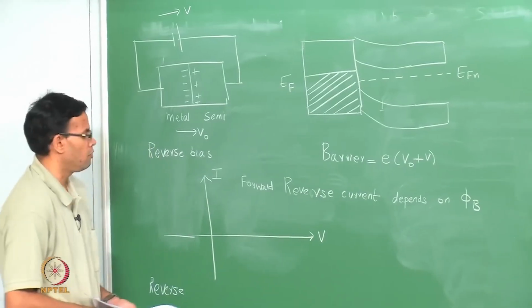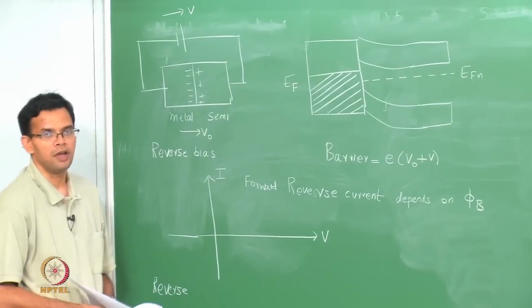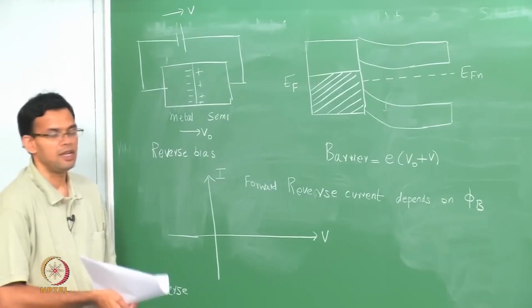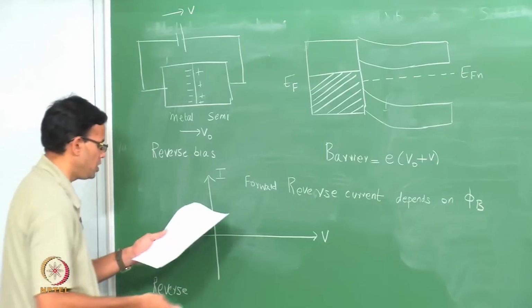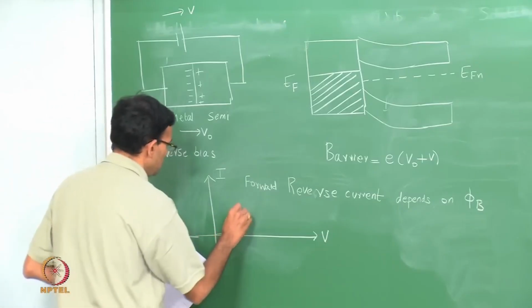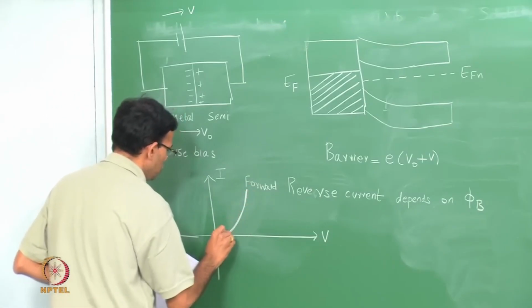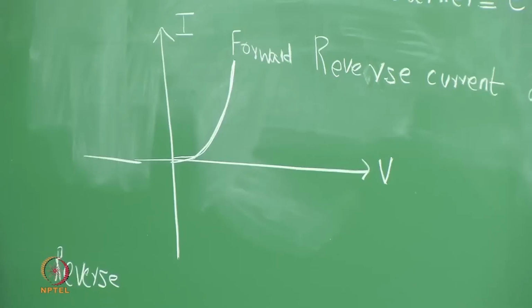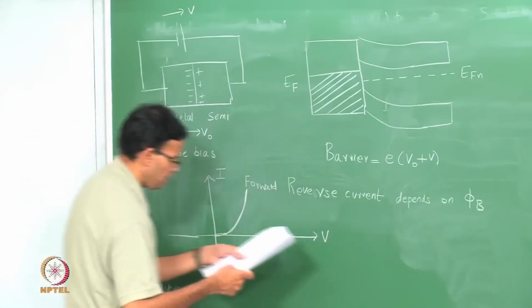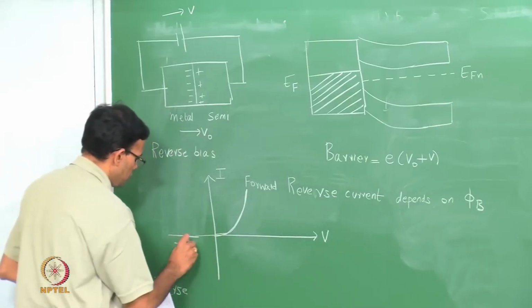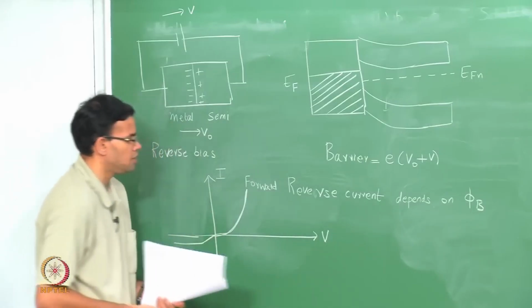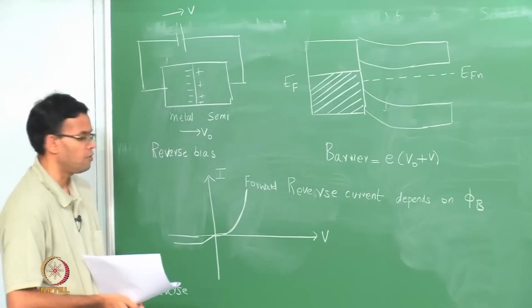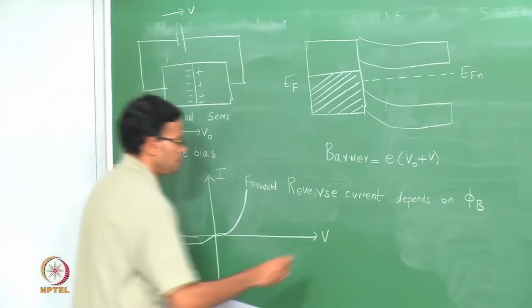In the case of a forward bias, we found that you have a current that exponentially increases with the applied voltage. So this shows the exponential increase. In the case of reverse bias, there is a reverse current which is small and constant and depends upon the Schottky barrier. So this we can show like this. So this is the IV characteristics of a Schottky junction.